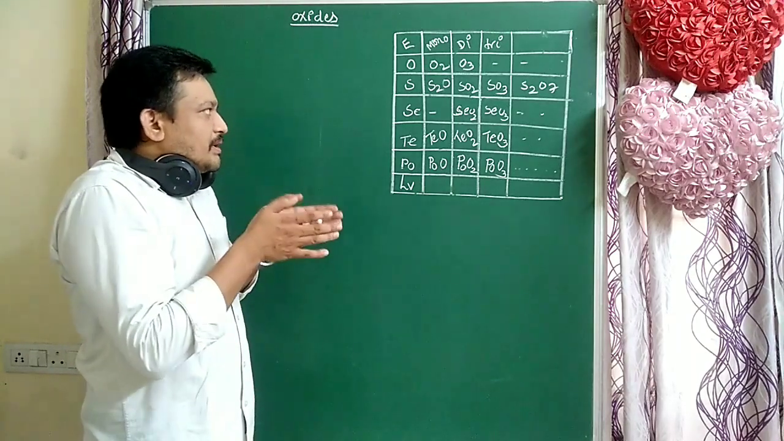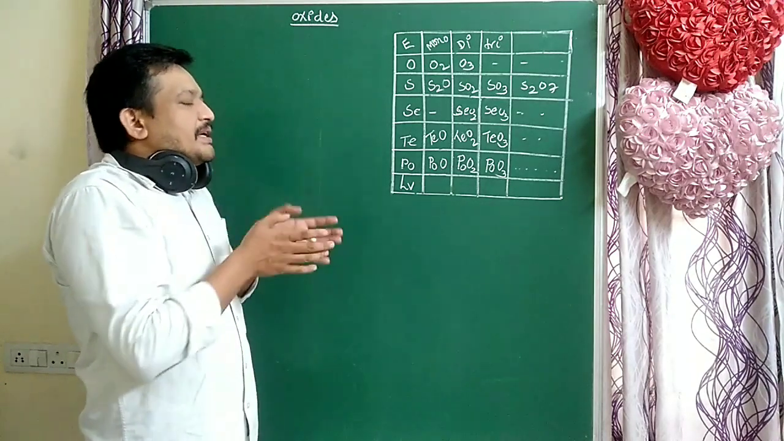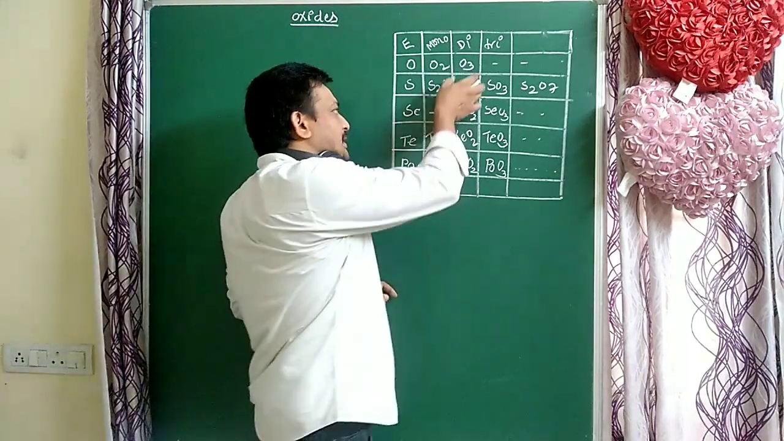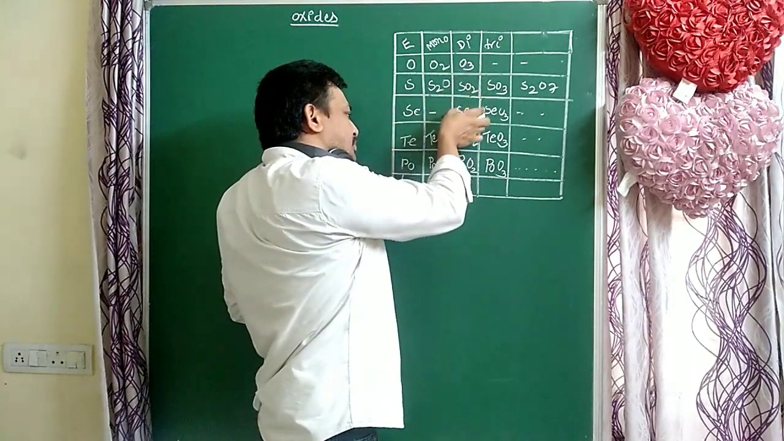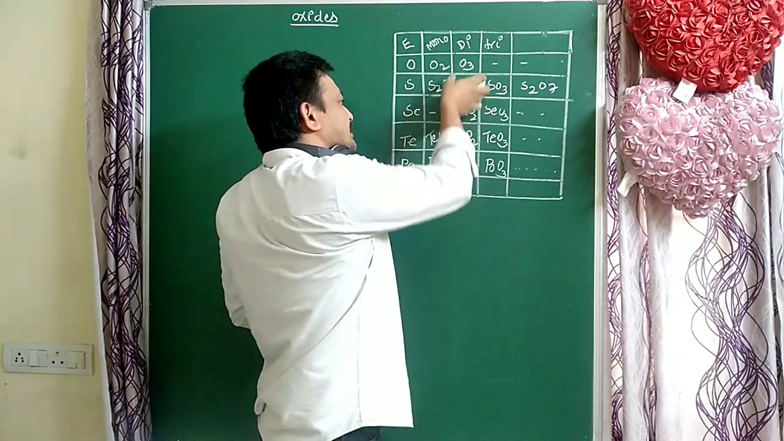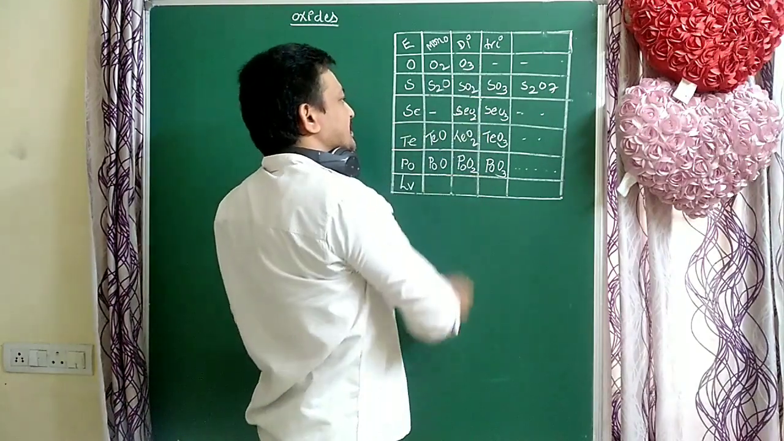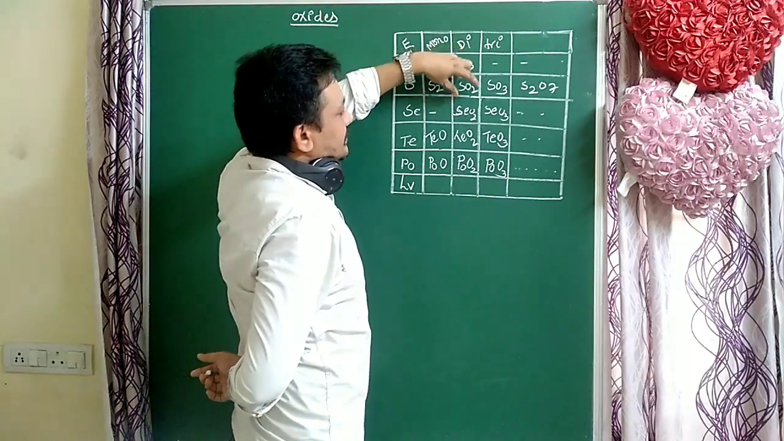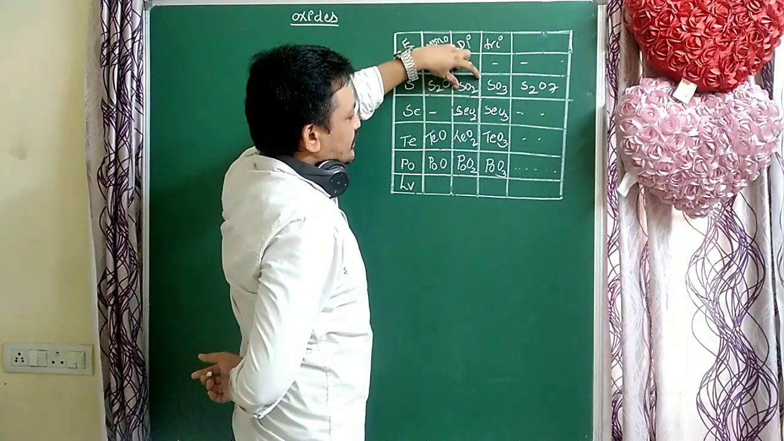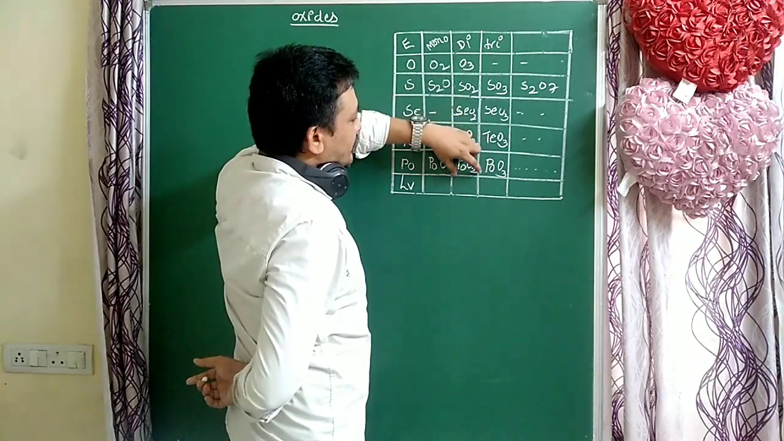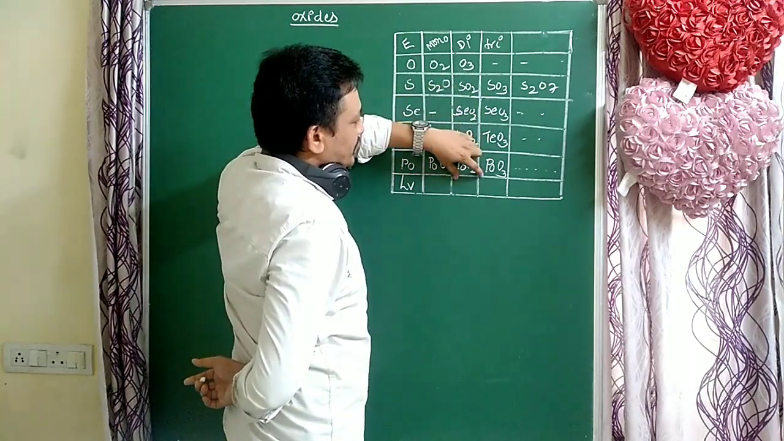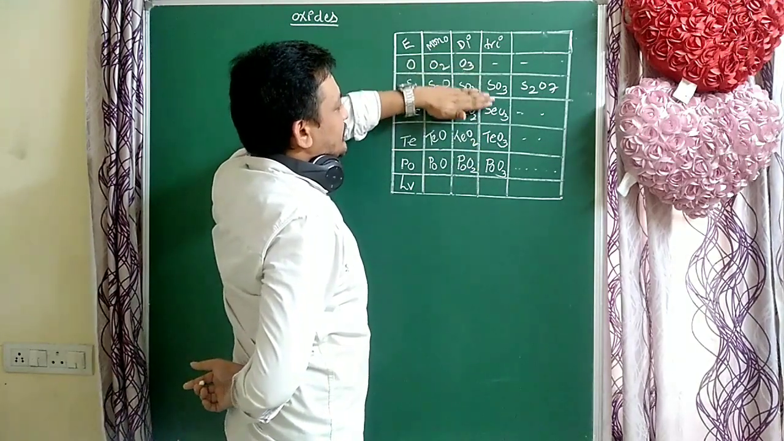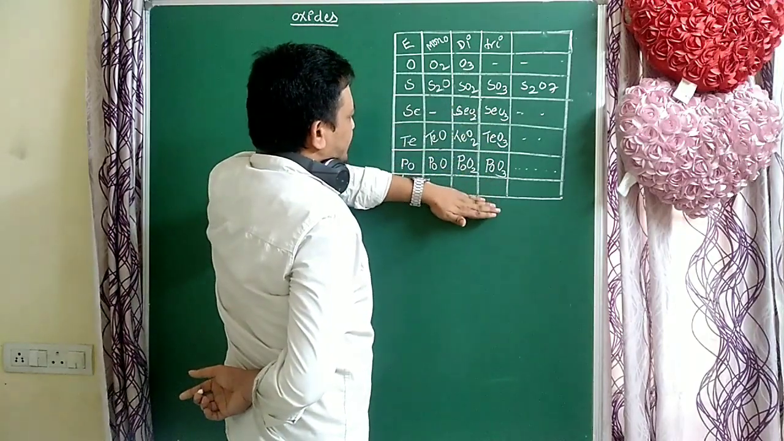In particular, in dioxides, acidic nature decreases from top to bottom and basic nature increases. Sulfur dioxide and selenium dioxide are acidic oxides. These two are amphoteric oxides. Basic nature increases from top to bottom.